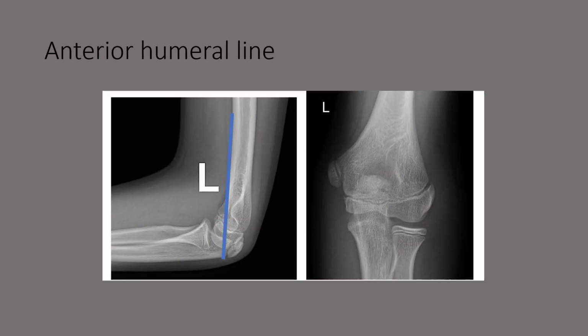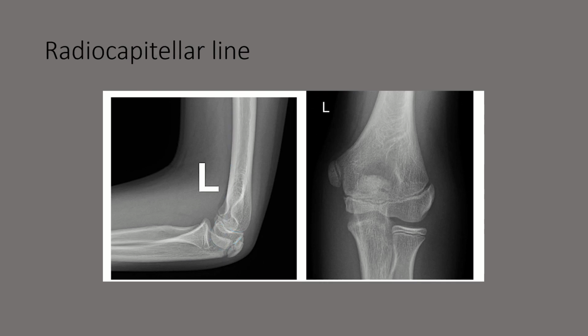This is an example of the anterior humeral line. The capitellum ossification center is indicated by the light blue marking. This is the anterior humeral line with the light blue marking indicating the capitellum ossification center. Note that the anterior humeral line goes through the middle third of the capitellum ossification center.